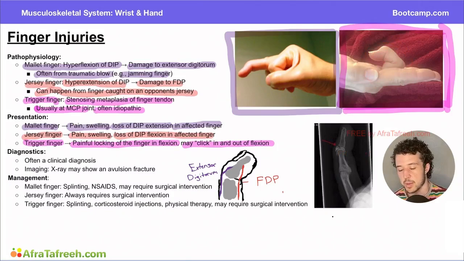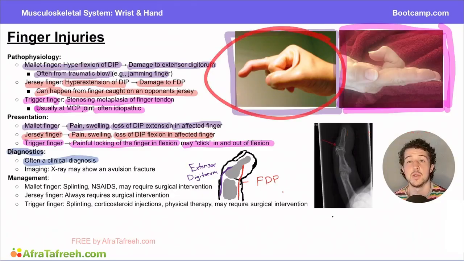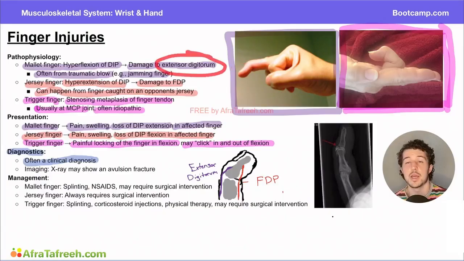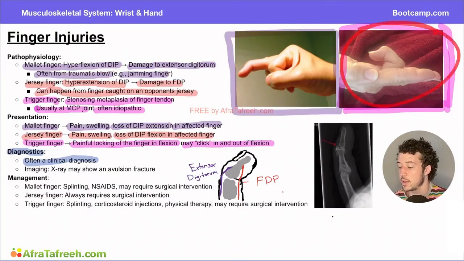Okay, we'll move on and talk about diagnostics. Again, this is often a clinical diagnosis because if we have a clinical picture, we can deduce what's happening. If we see that this patient is unable to extend, we understand that there may be damage to the extensor digitorum and that there was a hyperflexion injury. Similarly, in the case of trigger finger, this is going to act at the metacarpophalangeal joint.